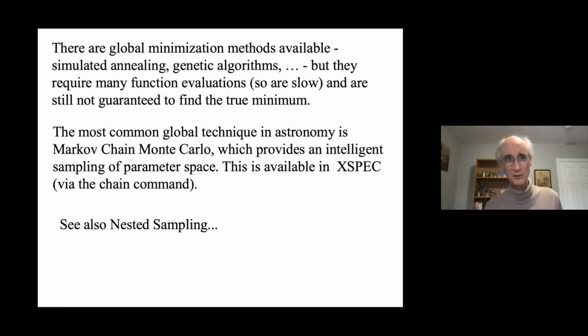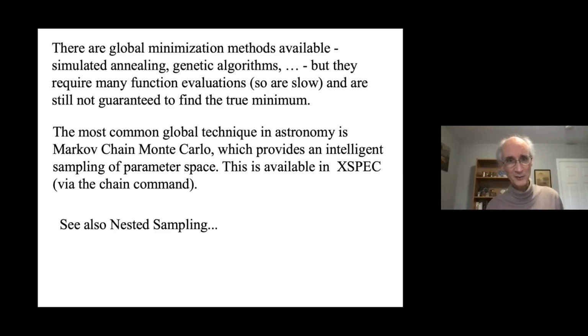So the obvious way around these sorts of local minima is to go to some sort of global method, of which a number have been tried over the years. There are things called simulated annealing and genetic algorithms. In all cases, what you're doing is requiring a lot of function evaluations, so they're much slower, and you're still not guaranteed to find the true minimum.